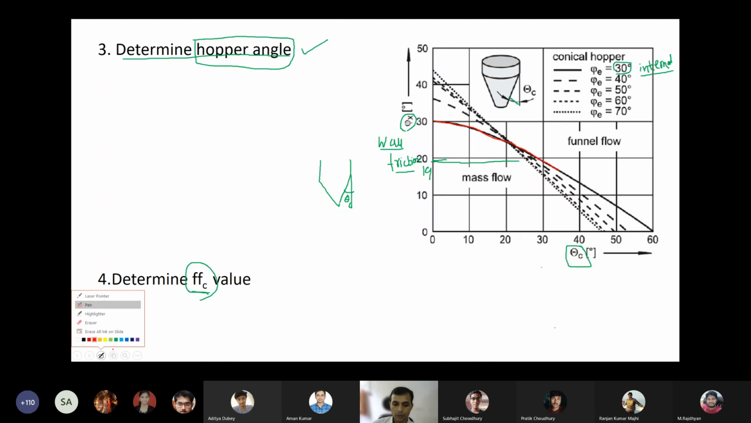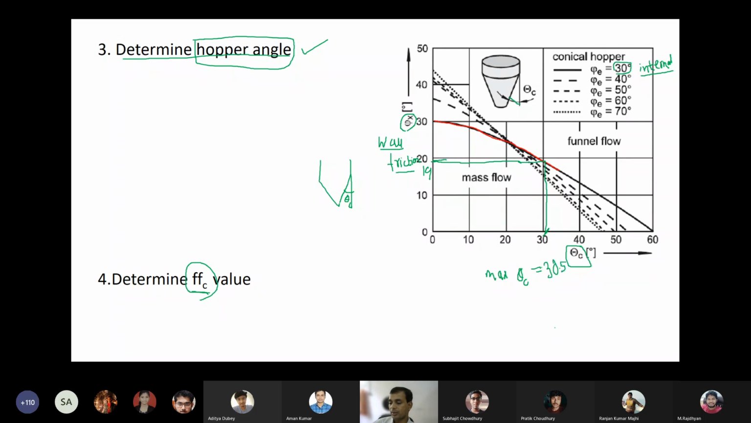From the 30 degree line, this needs to intersect. We have to find the point of intersection. At that point of intersection, we extend to the x-axis. This is the maximum conical hopper angle. Maximum theta c is 30.5 from the graph.